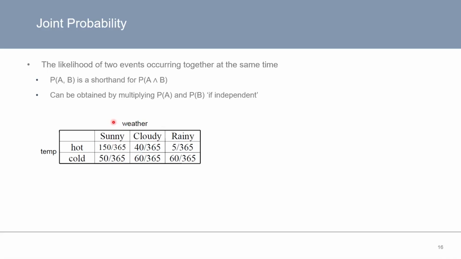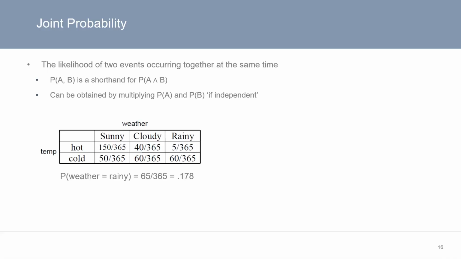In other words, the weather can be either sunny, cloudy, or rainy, and it can either be hot or cold. Each of these table cells represents a unique combination of weather condition and temperature. So for example, there were 150 days where it was both hot and sunny. The values within each of these cells represent the joint probability of that event occurring. In this case, we've measured the joint probability directly from the environment and have not had to calculate them.